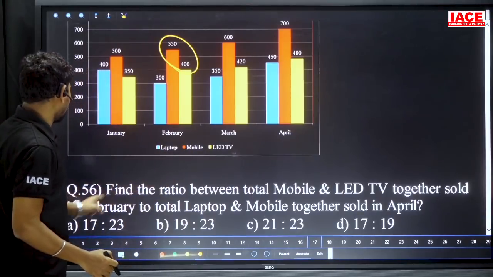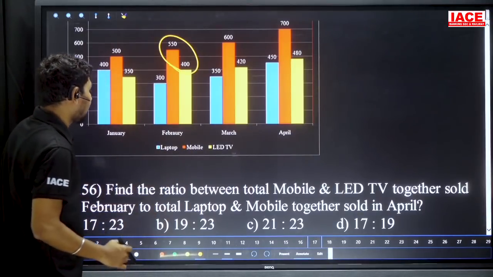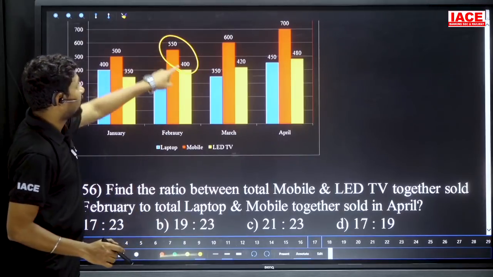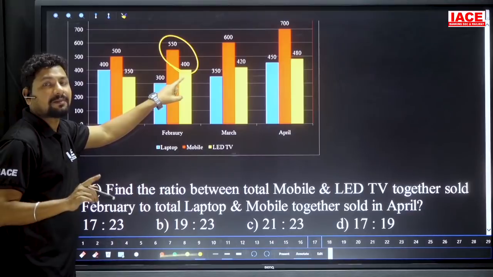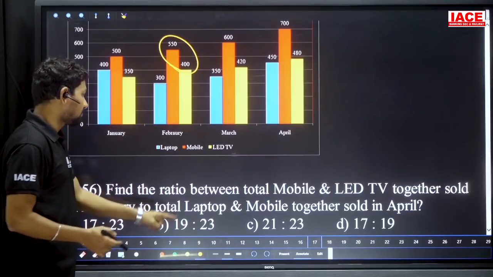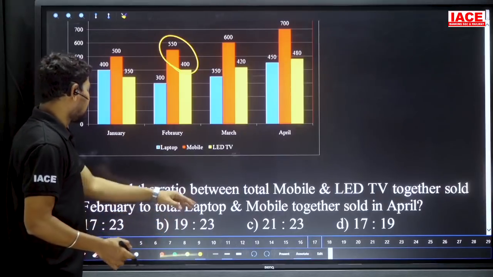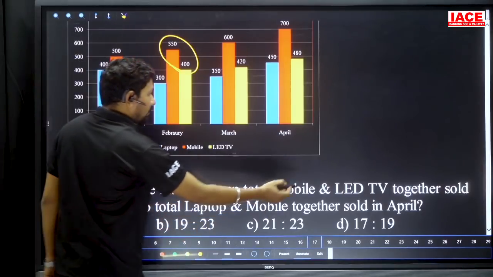950, to the total laptop and mobile together sold in April. So here 550 plus 400 means 950. 950 is completely divisible by 5 and 19 only. Only one option contains a combination of 19. Okay, option B maybe till now. Otherwise we go for the remaining values also.